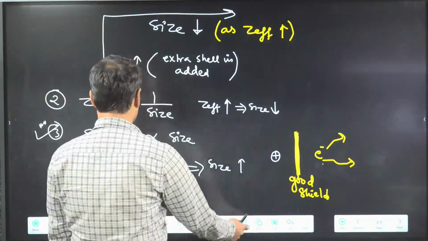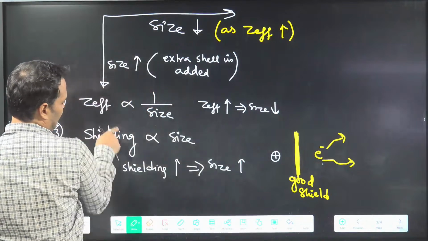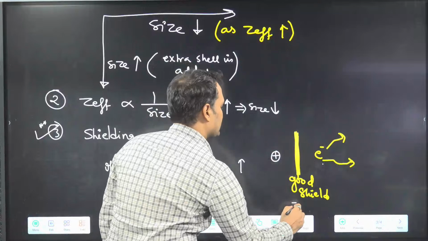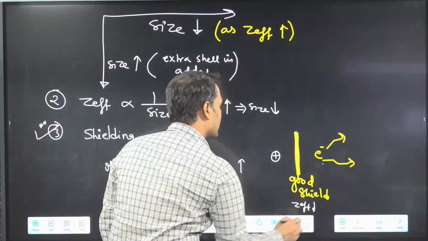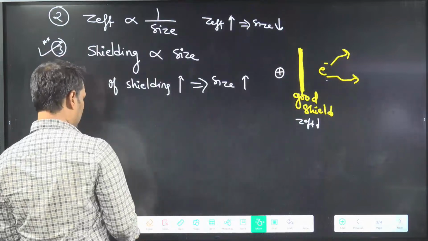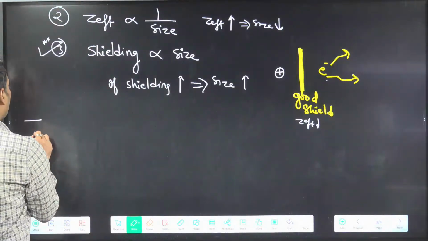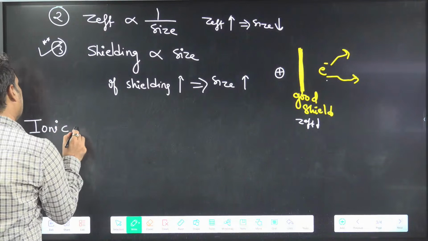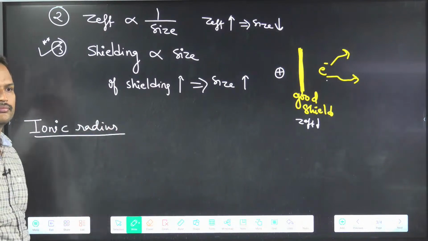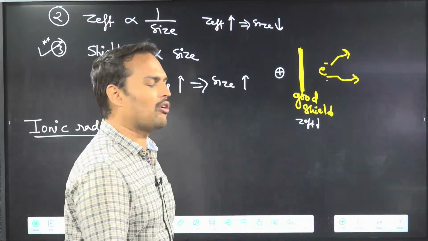No reverse, na? See, Z effective and shielding are reverse. Good shielding means Z effective decreases. Z effective decreases. Z effective is the pull of the nucleus. Okay. Now we will study about ionic radius separately. ठीक है? Now come to ionic radius.